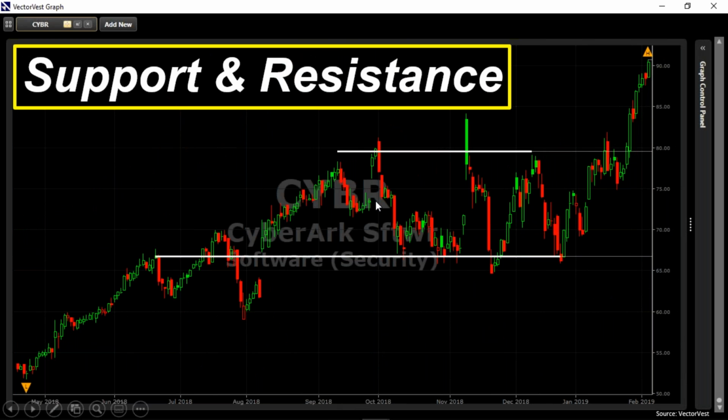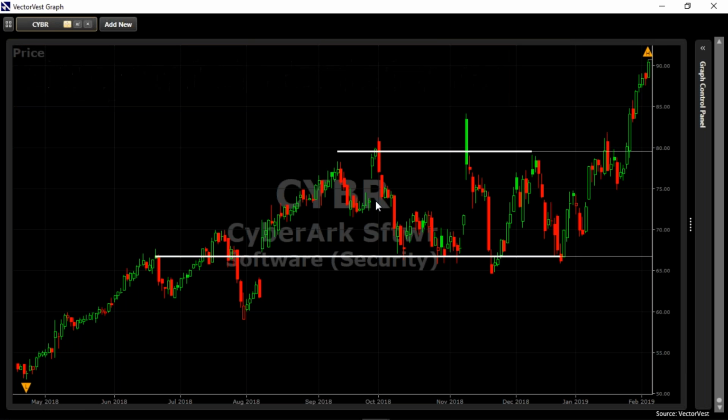Another very popular trading technique is to use support and resistance. Okay. One of the great things about the VectorVest tool is it automatically draws the support and resistance lines for you. So let's take a look at support and resistance here.